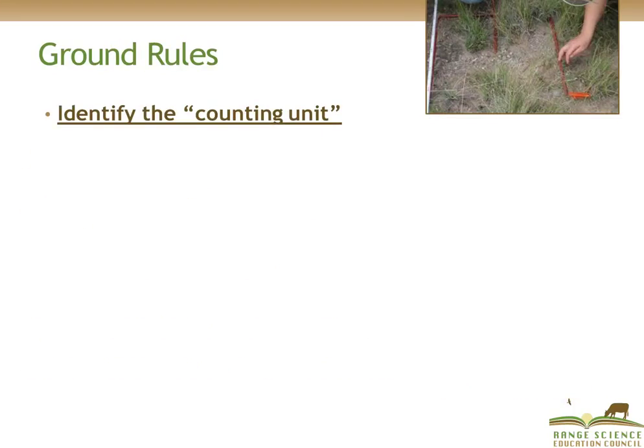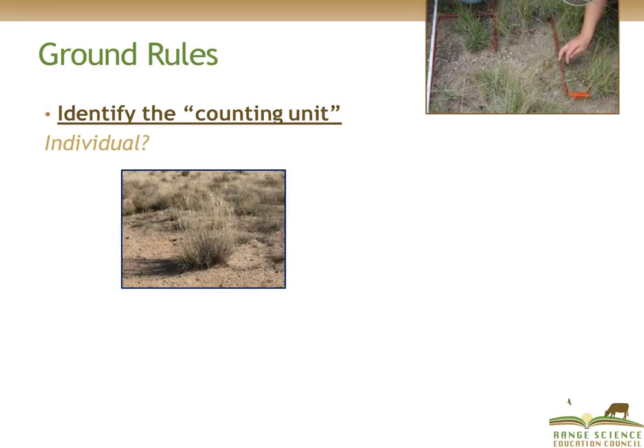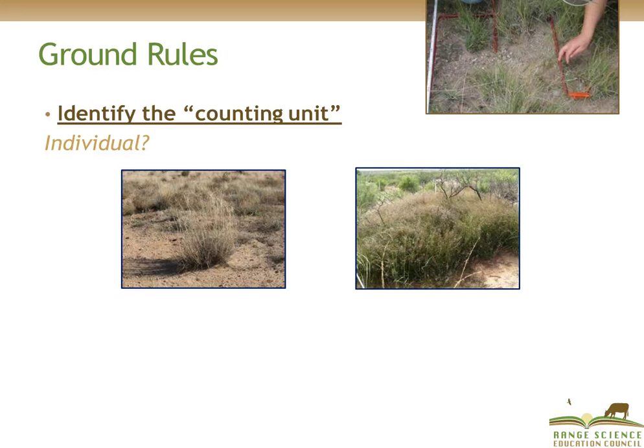When we are using this method, it's always important to clearly state your ground rules, and the first ground rule that needs to be determined is what is the counting unit. So we need to identify the counting unit. Is it an individual, such as we see this individual bunch grass here? Or if we do want to use individual plants, sometimes we can encounter situations where it's very difficult to determine what is an individual, especially when plants are clonal, if they reproduce vegetatively above or below ground, or sometimes for plants that are very closely spaced.